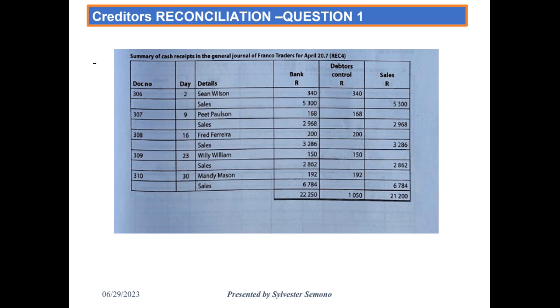Yes. What is the first amount you see under the bank? Under the bank column. Can you see on the screen? 340. Do you see it under your bank statement? No. There's no 340 there.